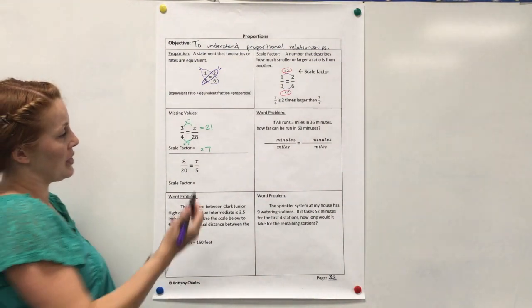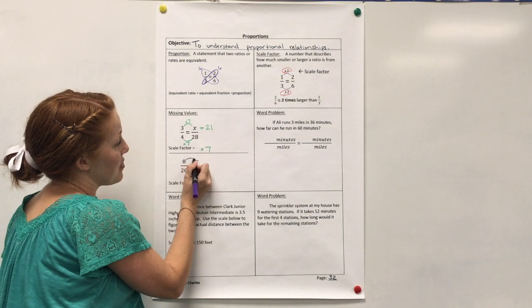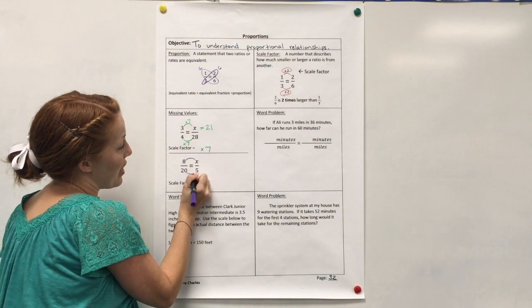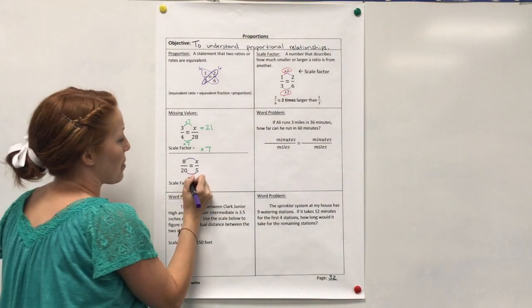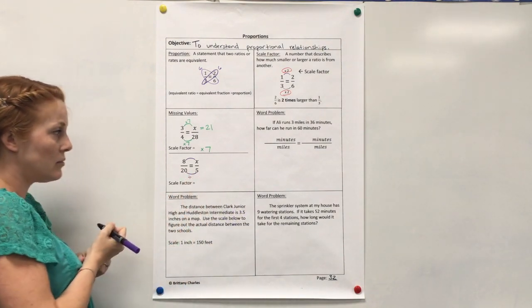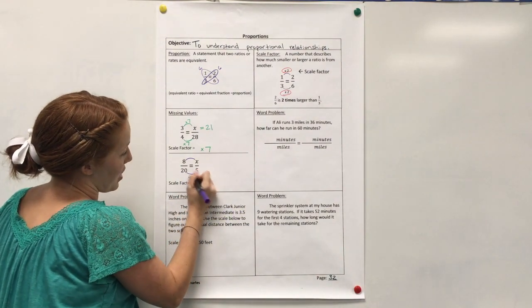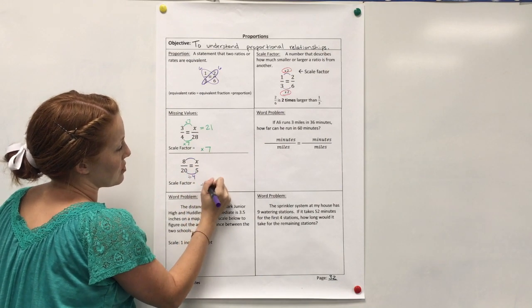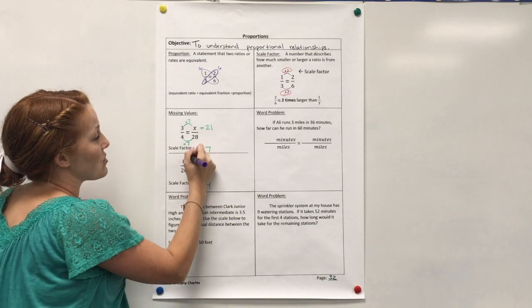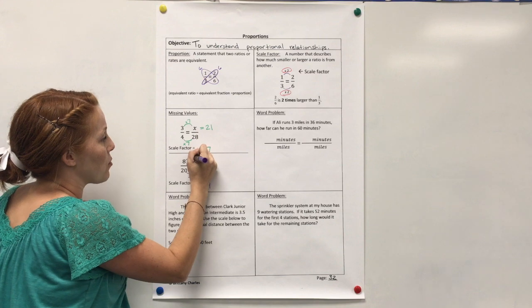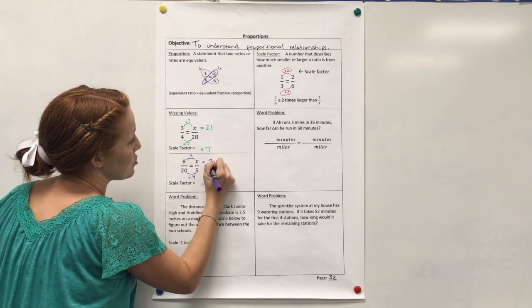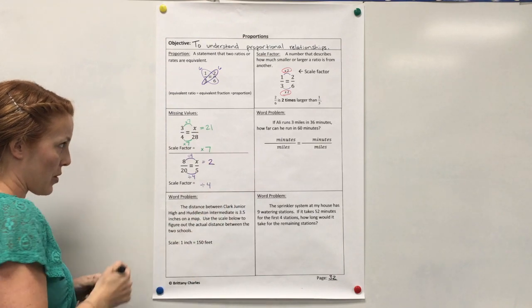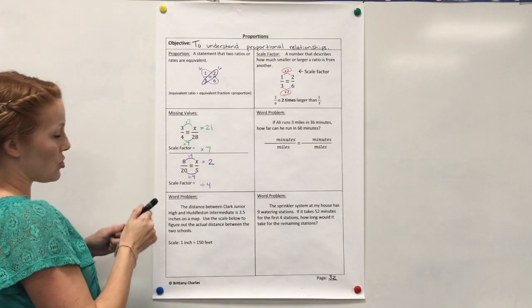All right. Again, I don't have the other numerator, but I do have both of these, and I can see that it's getting smaller, so that means I have to be dividing. If I divide by 4, I get 5, so my scale factor is dividing by 4, and so this has to also be dividing by 4, and 8 divided by 4 equals 2. So that means my missing value is 2.